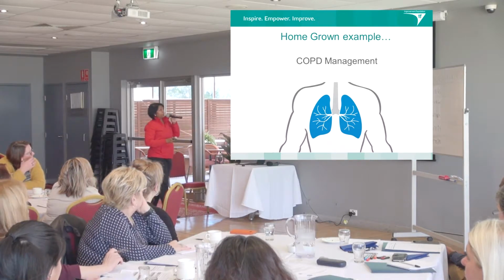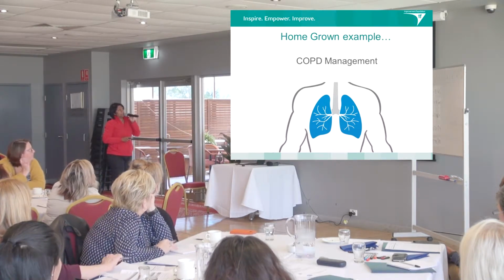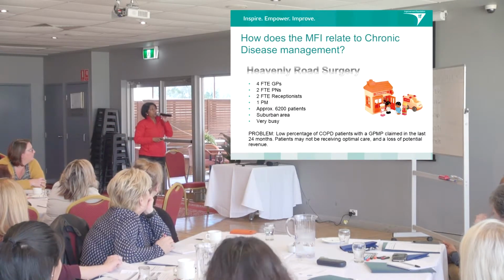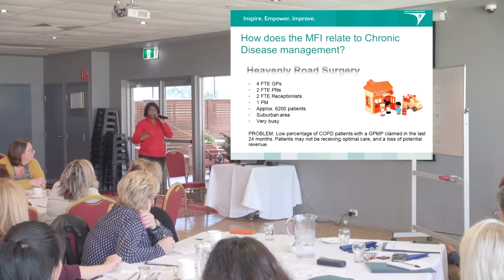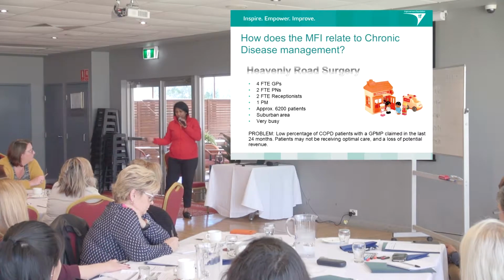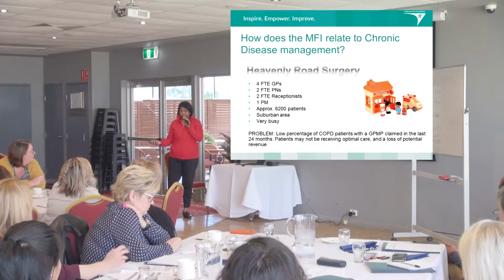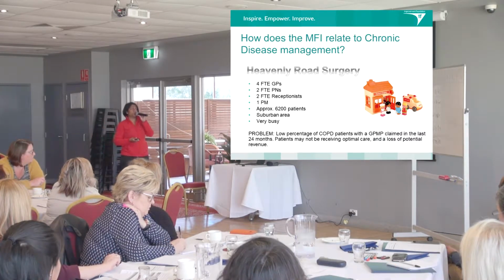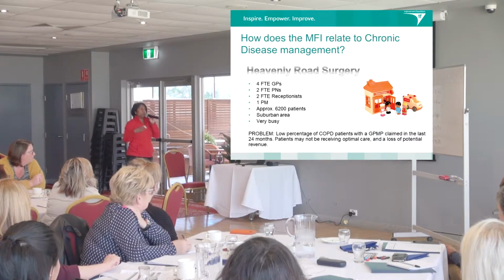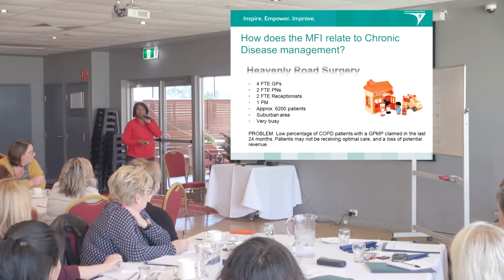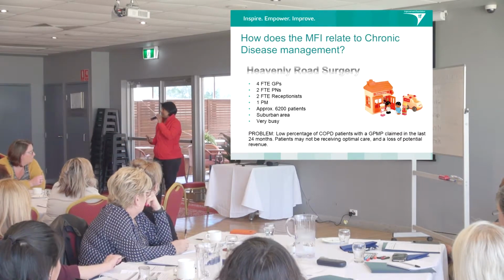So let's take an example, a COPD management example. This is an example of a practice, the Hamley Road surgery. That's the composition of the team in that surgery. You've got about 6,200 patients, very busy practice, living in a suburban area. And this is the problem they identified. So in this instance, the practice has actually gone into their database and had a look at what do we actually need to improve. And they understand from their data that there's a low percentage of COPD patients with a GPMP claimed in the last 24 months. Patients may not be receiving optimal care and a loss of potential revenue. So that's the problem they've identified in the practice.